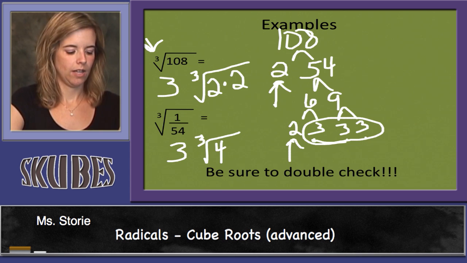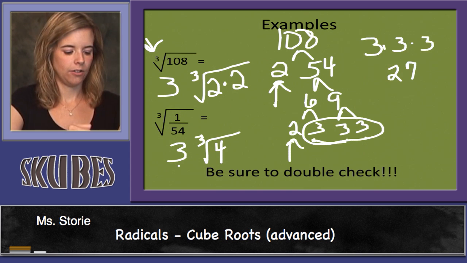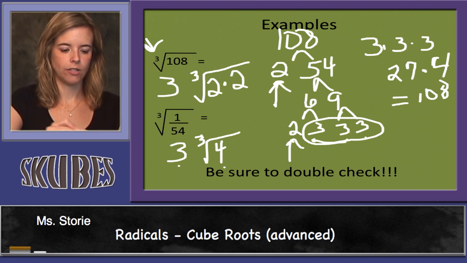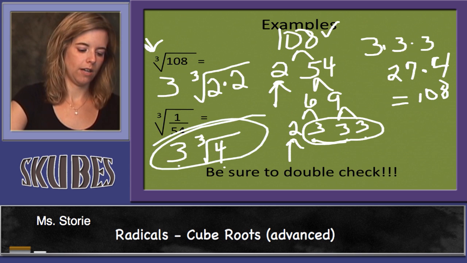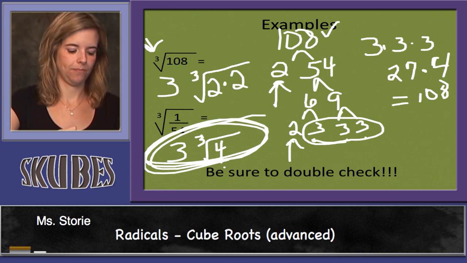And we're going to double check now. This says 3 to the third, so you're going to say 3 times 3 times 3. That's 27. And then you're going to multiply it by your radicand, which is 4. And if you do that, you're going to get 108. It gets you back to your original. So that means right here, 3 cube root of 4 is the correct answer.